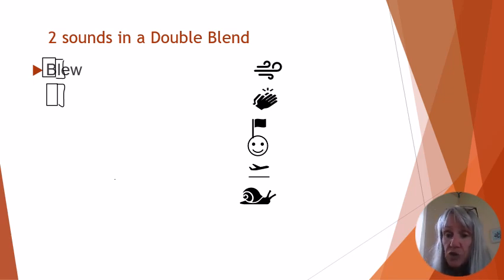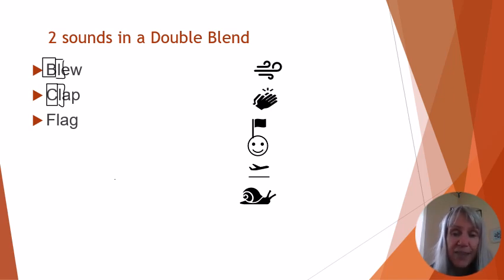The next picture we see is clap. I will clap my hands. Clap. 2 sounds, the K sound and the L sound. And these will be represented by the letter C as a grapheme, the letter L as a grapheme. Then I have a flag, F, L. Again, two sounds.